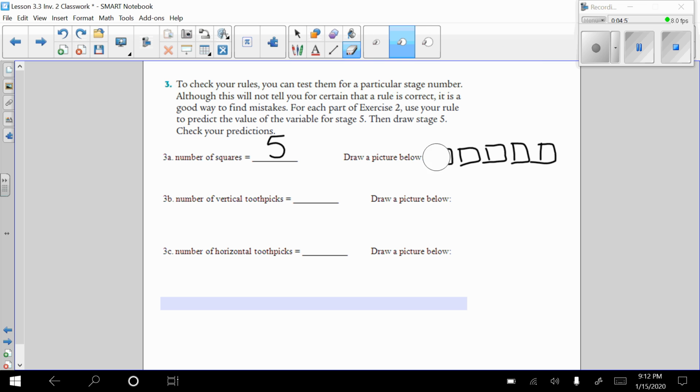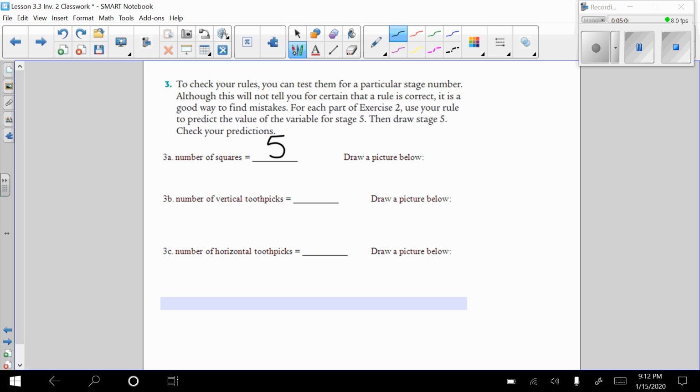Remember, in the picture that we had, they're connected, which I should have done. So let me go ahead and rewrite those just to help you visualize it a little bit more. 5 squares being connected, you would draw like this. 1, 2, 3, 4, 5. Now, the number of vertical lines. Well, I just said that the rule was the stage number plus 1. So that means I should have 6. Let's go ahead and check that. Here's 1, 2, 3, 4, 5, 6. Yes, that's correct.